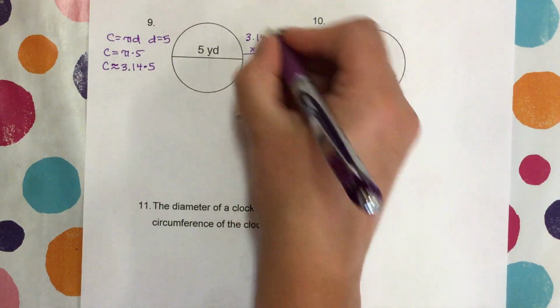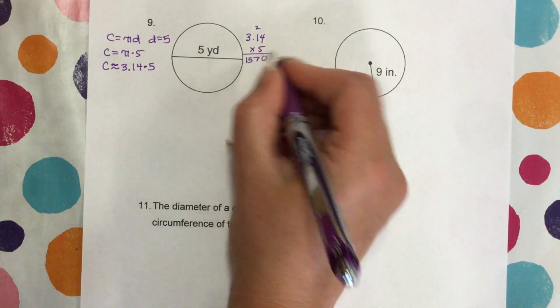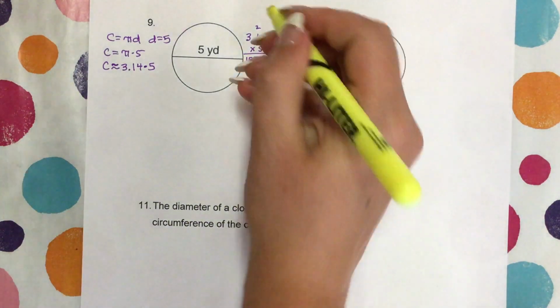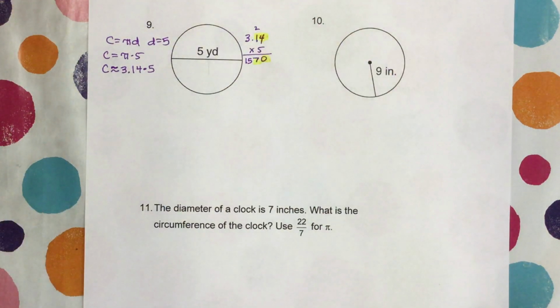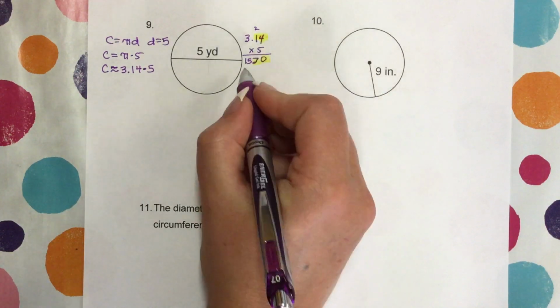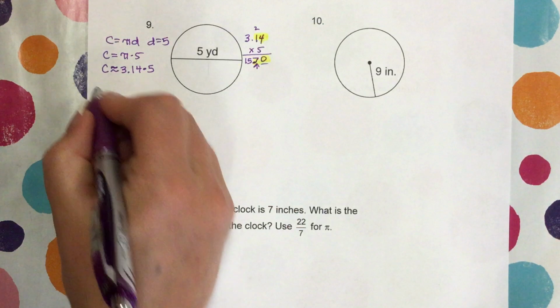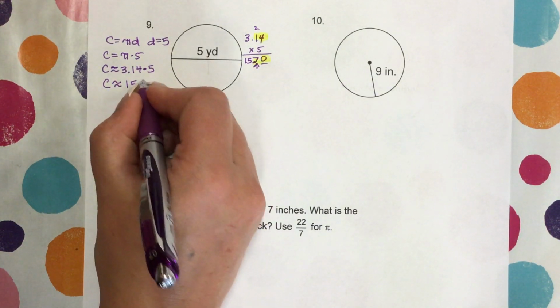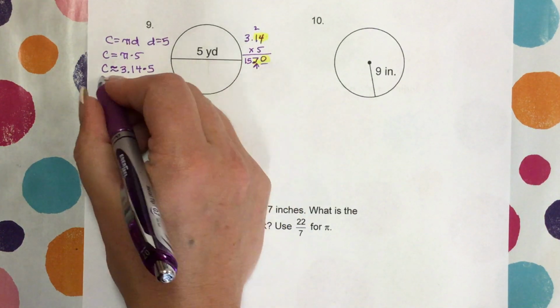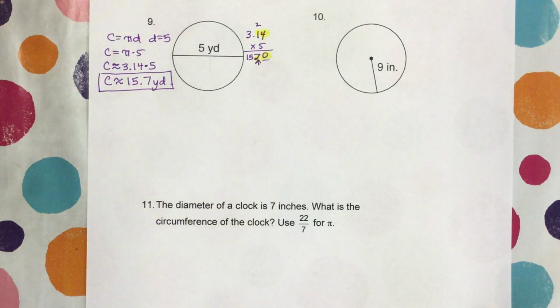5 times 4 is 20. Write the 0, carry the 2. 5 times 1 is 5, plus 2 is 7. 5 times 3 is 15. Okay, now since I'm multiplying with decimals, there are 2 decimal places here, 1, 2. That means my answer needs to have 2 decimal places as well, which means I end up with 15.70. I need to round it to the nearest tenth, but this is a 0, so that really doesn't do anything. So my answer ends up being circumference is approximately 15.7 yards. And then we put a box around it. If you got that one right, good job. Let's go ahead and move on to problem 10.